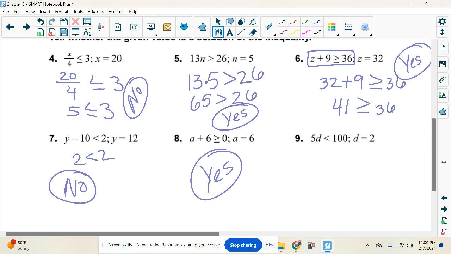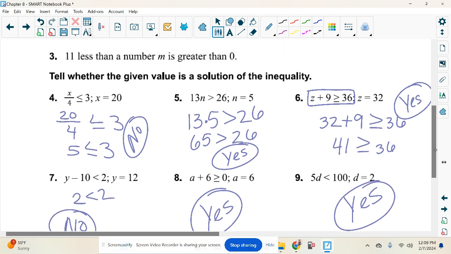All right, and number 9, we get 5 times d, which is 2. So 5 times 2 is 10. Is 10 less than 100? Yes. How do we do on those? Good. All right, well, let's look up top.